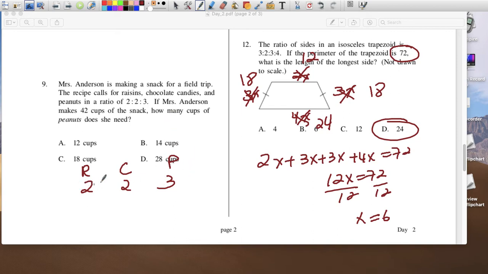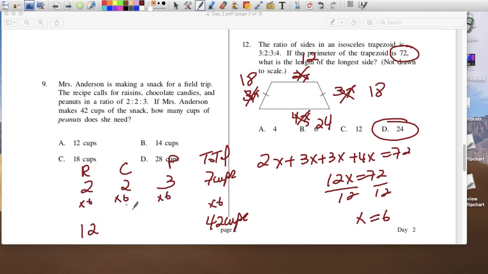if I currently had this ratio 2, 2, 3, I would have a total of how many cups? 2, 2, 3, that's 7 cups, right? At the bare minimum. Now I want to change that, because I want to make 42 cups. So if I'm making 42 cups, how much of each ingredient will I need? Well, look at your multiplier. The relationship here is times 6, so you multiply everything times 6.